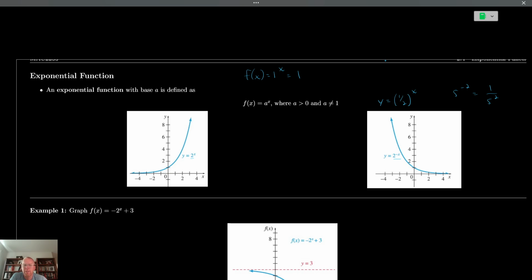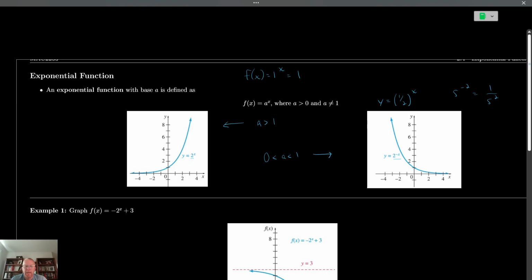As it turns out, if a is greater than 1, we are here. If a is between 0 and 1, then we are here. So for a greater than 1, the graph will always look something like this. If a is between 0 and 1, it will have this shape. So something to keep in mind there.